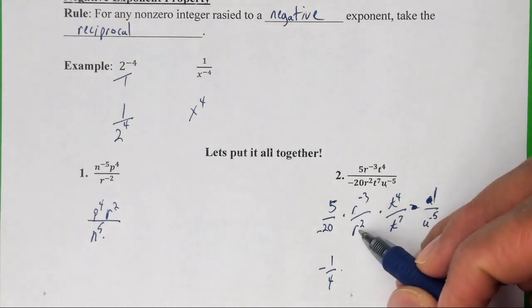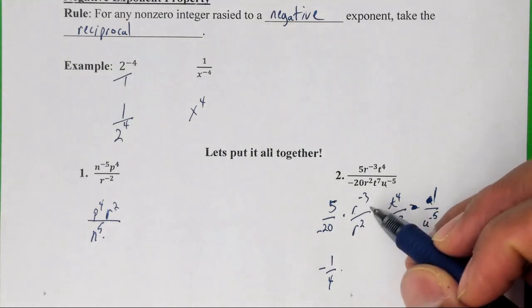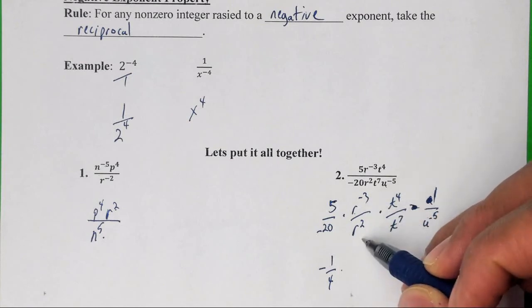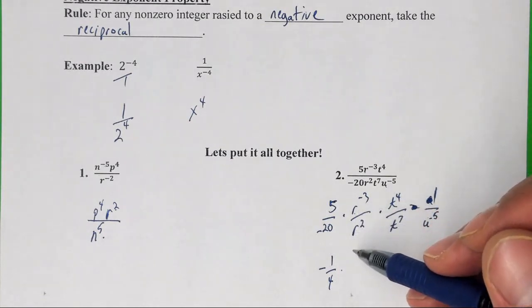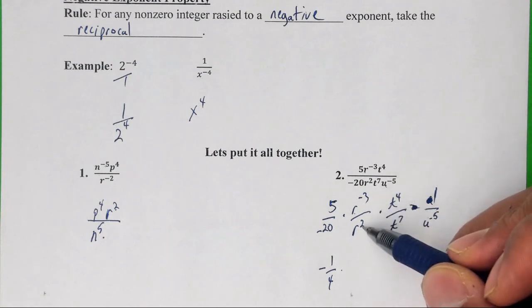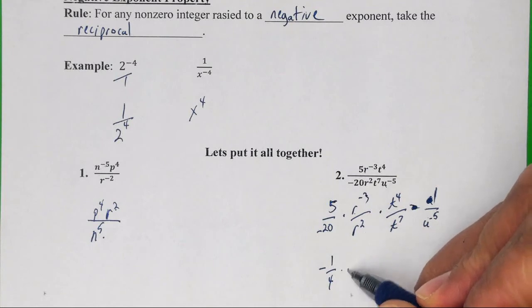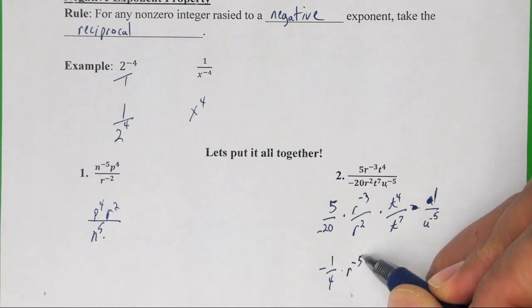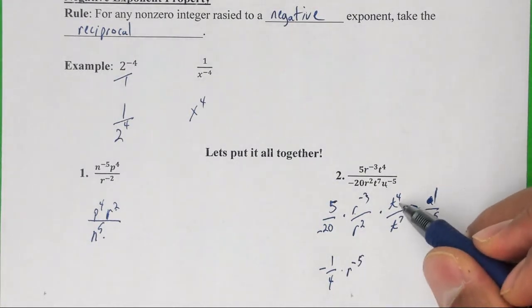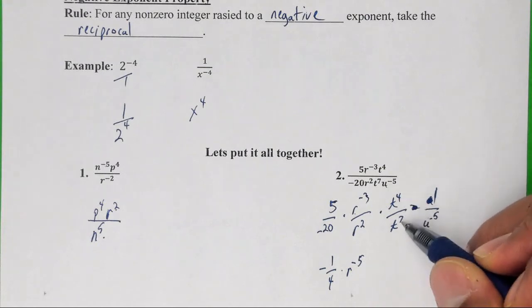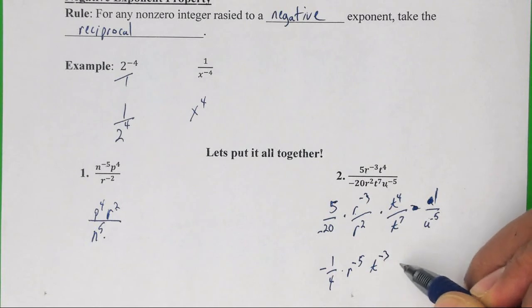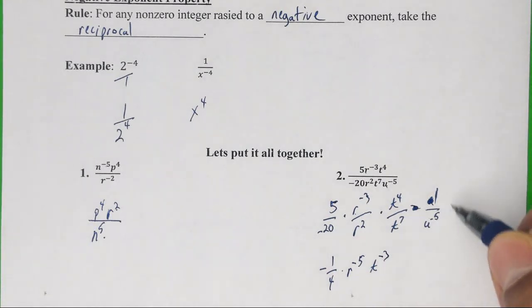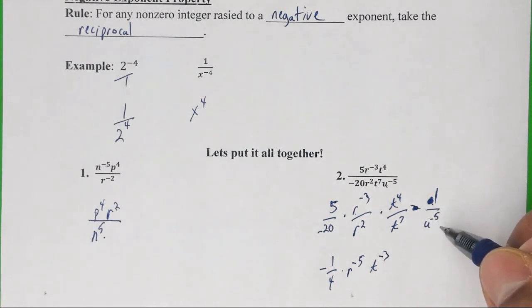R to the negative third over r squared. Instead of trying to deal with the flipping right away, I'm going to deal with the multiple r's, the common bases right away, which means I'm going to subtract these exponents. So negative 3 minus 2, what's that come out to? It's r to the negative fifth. Same thing here. 4 minus 7, I end up with t to the negative third.